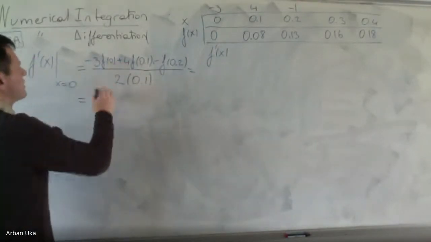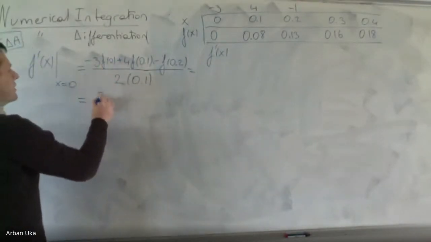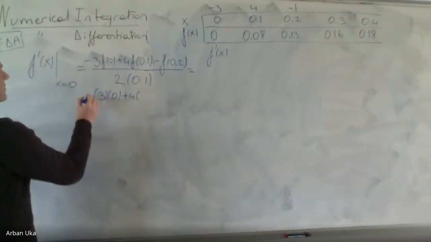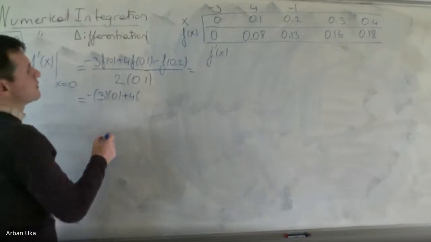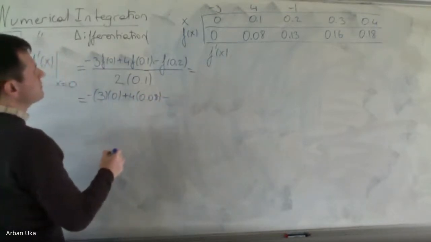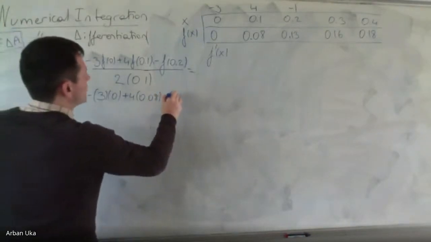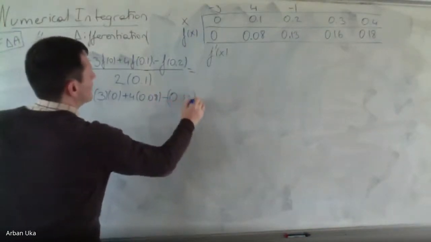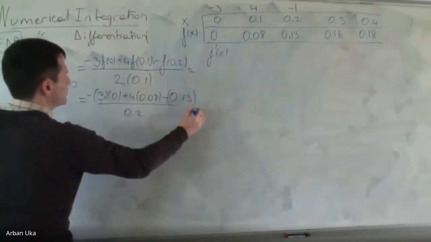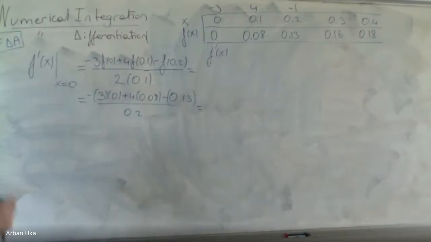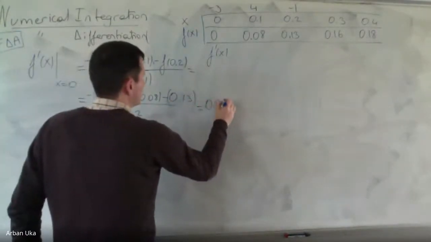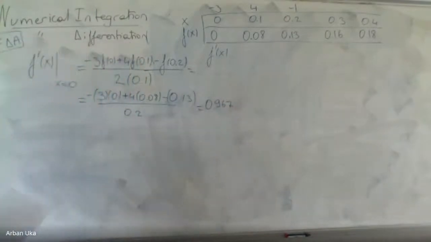And we have to calculate these values. So we have 3 times 0, plus 4, sorry, it's a minus, but anyway, plus 4 times 0.08 minus 0.13. So we have to read the values of x, divided by 0.2. Now, this first derivative at 0, this is 0.967. That's good. We found this.